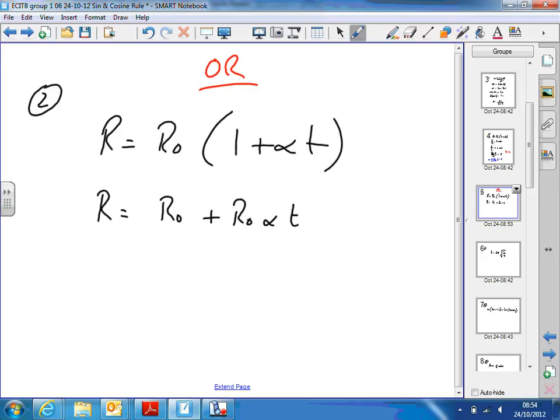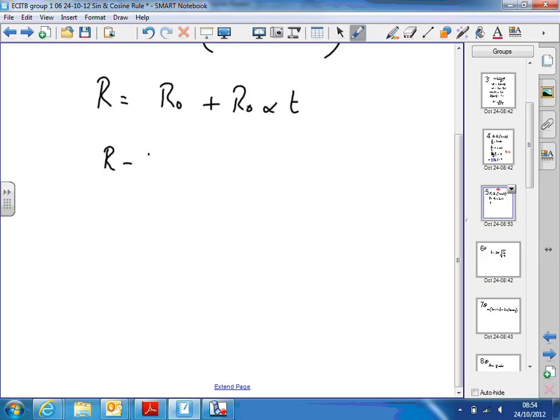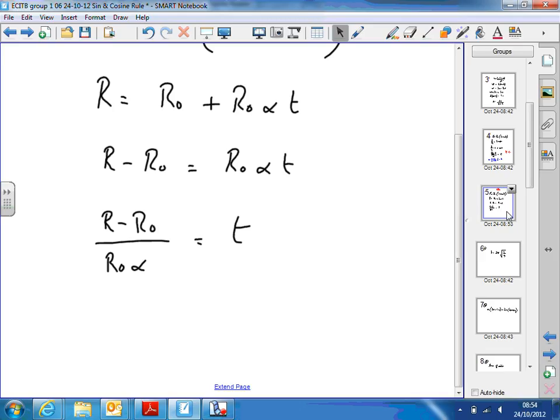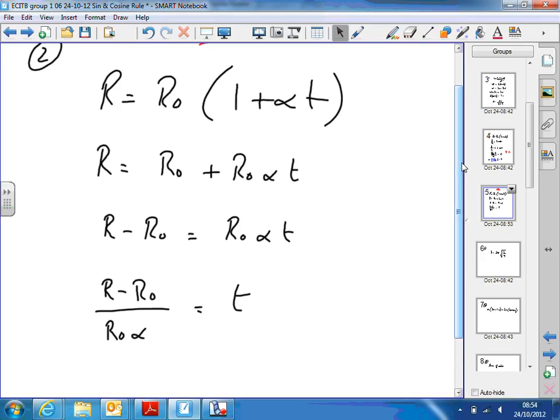Now what am I going to do to get t on its own? Minus r0 from both sides. r minus r0 equals r0 alpha t. And then get rid of both those by dividing. t is multiplied by alpha and r0, so to get rid of them, divide by alpha and r0. So r minus r0 all divided by r0 times alpha equals t. And that's another way to do the same thing. In some ways that looks better, doesn't it? So I could have multiplied out the brackets and done it that way. Both correct.